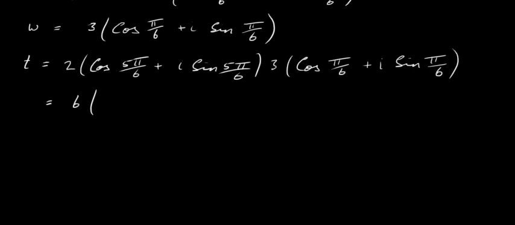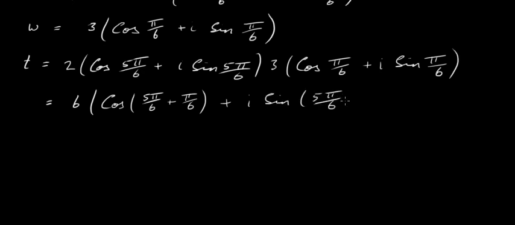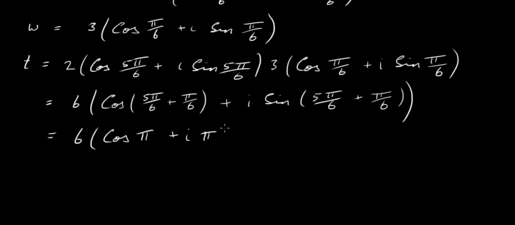So in other words, what we're going to do here is write down cos of 5 pi over 6 plus pi over 6, plus i sine of 5 pi over 6 plus pi over 6. So this is the multiplication of complex numbers in polar form. So this will give me 6 times cos, well, 5 pi over 6 plus pi over 6 is 6 pi over 6, which is just pi. And here we've got i sine of 5 pi over 6 plus pi over 6, 6 pi over 6, which again should be just the same as the other one, which is pi.